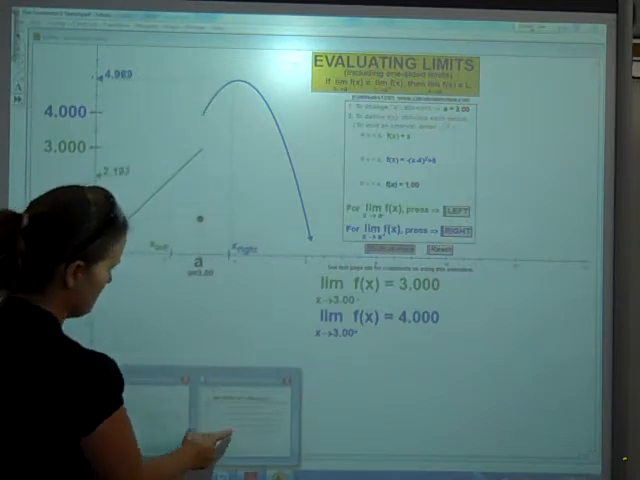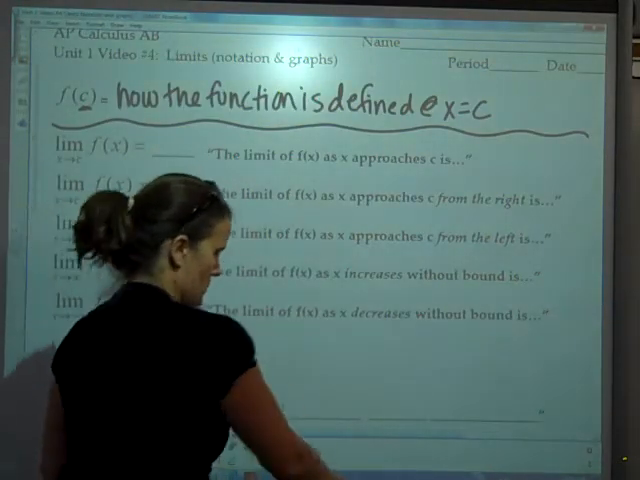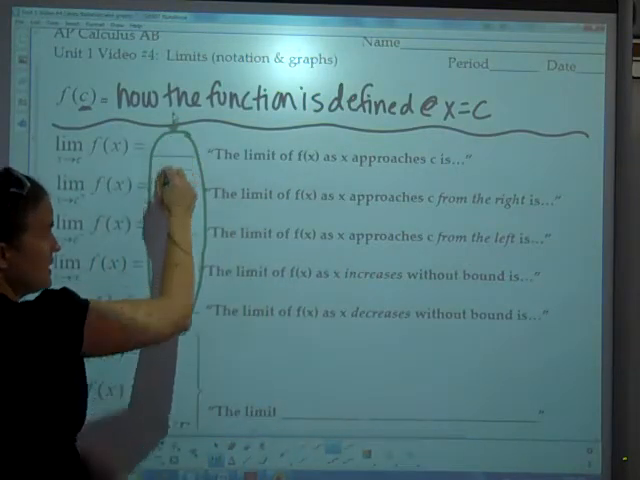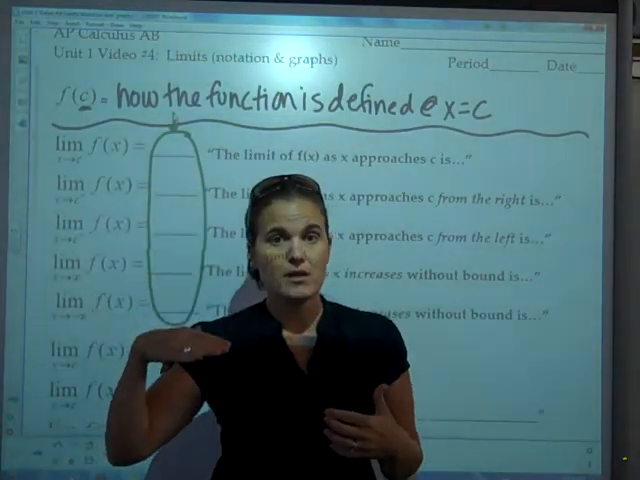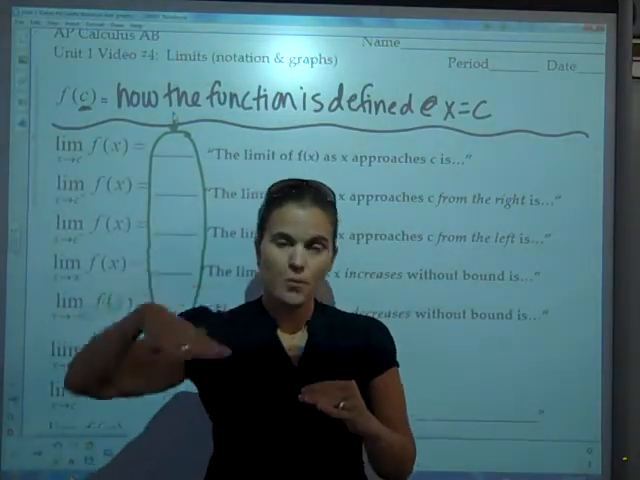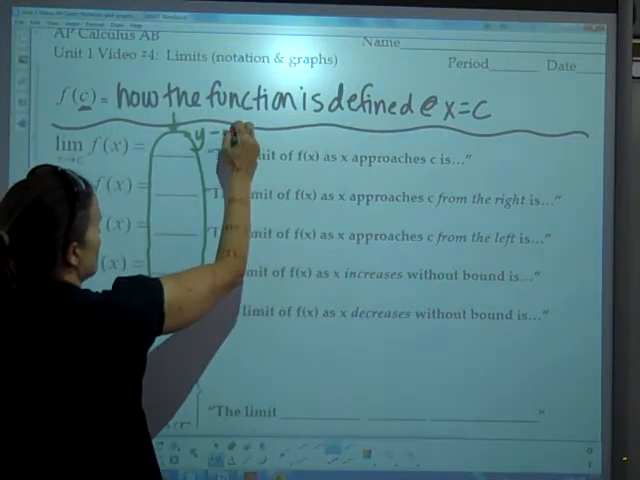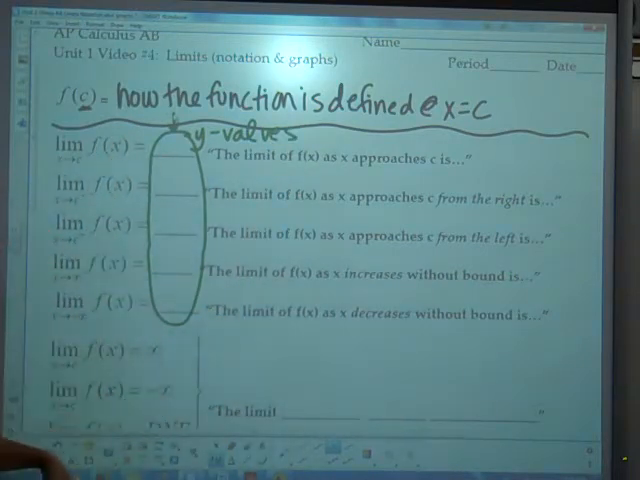Let's move to the definitions real quick. All of these blanks, you're not filling in those blanks. I just want you to remember that the answer to limit problems, whatever sits here, are always going to be outputs. They're going to be y values. They're not x values. So all of these are always going to be y values, the answers to limit problems. And then this is just the definitions.